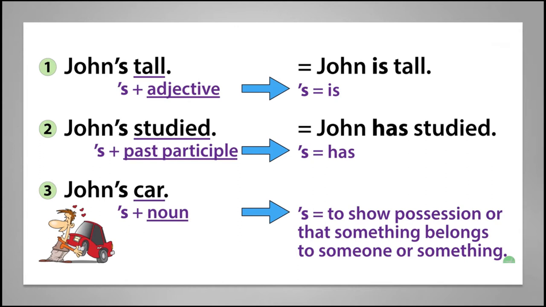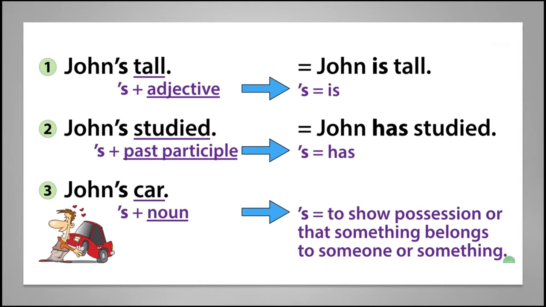Okay? Now, example number 3, John's car. Car is a noun, and the apostrophe S here shows possession, or that something belongs to someone or something. The meaning of John's car is the car of John.